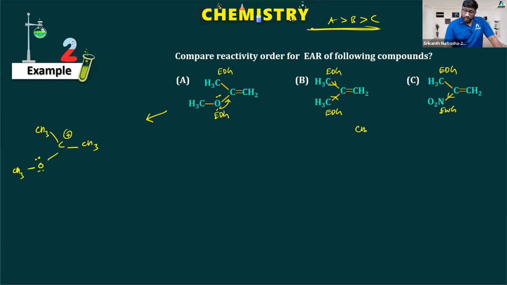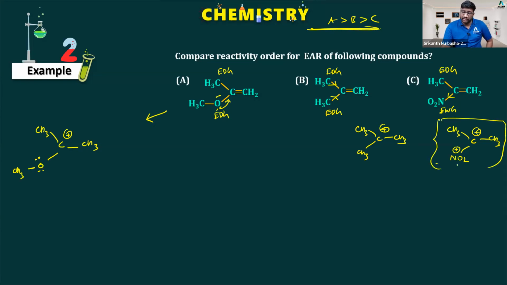In B, we have this carbocation, CH3-C+-CH3. In C, we have CH3-C+-CH3 with NO2. Can I say in B we have tertiary butyl carbocation? In C, the NO2 group is present. NO2 has a positive charge on nitrogen, so there are two positive charged atoms side by side. This is unstable. So C is unstable.